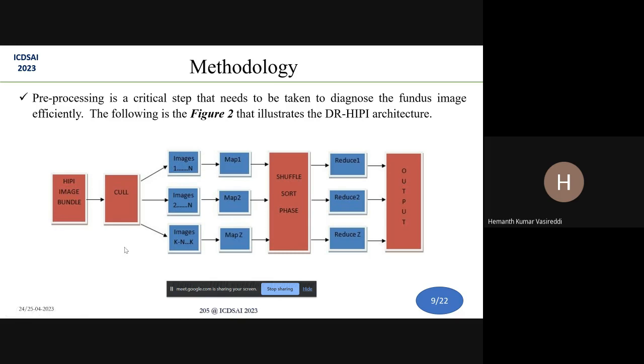Whatever images we have will be processed through the crawl, and then to the map phase, to the shuffle and sort functionality, and to the reduce phase, and finally to the output.